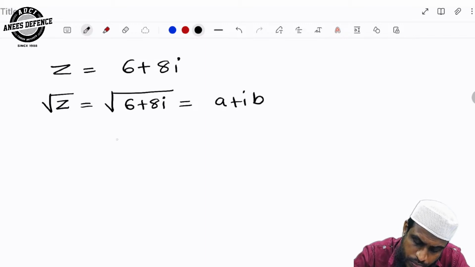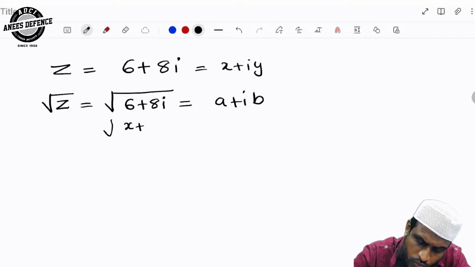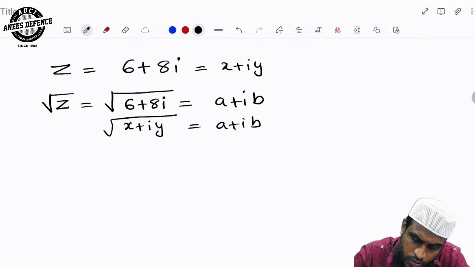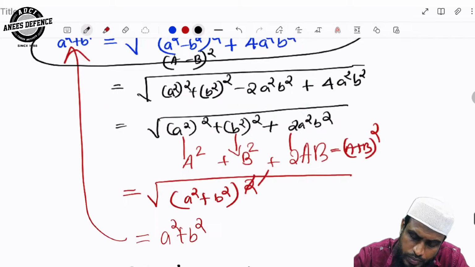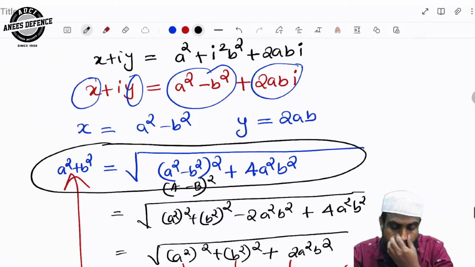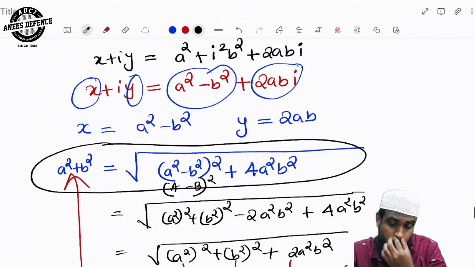What do you have to do? This can be written as x plus iy. So root of x plus iy equal to a plus ib. If you are squaring on both sides, you can write like this: x plus iy equal to a square minus b square plus 2abi.